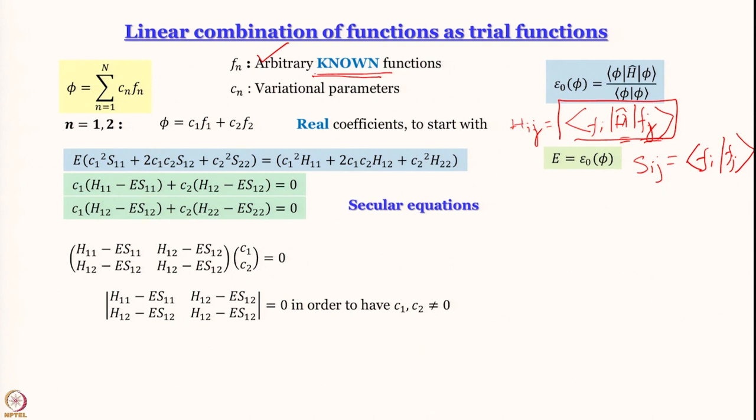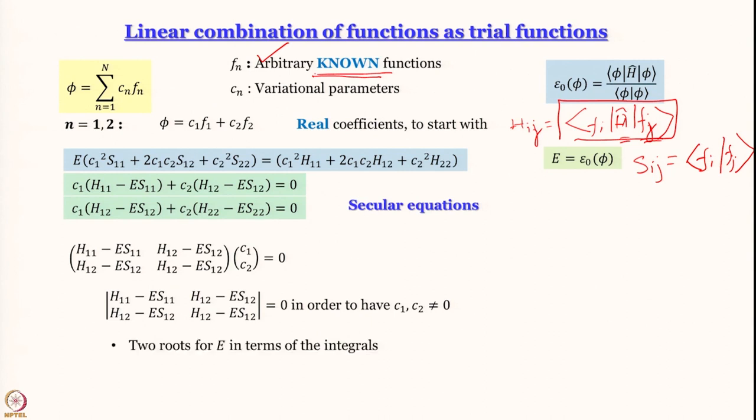And now see, H11 I can figure out, and we will, for particle in a box. S11, H12, S12, everything. The only unknown now in this determinant is E. So I will expand the determinant, equate it to 0, and in this case I will most likely get a quadratic equation, and I will solve it to get the answers. So this is what we do.